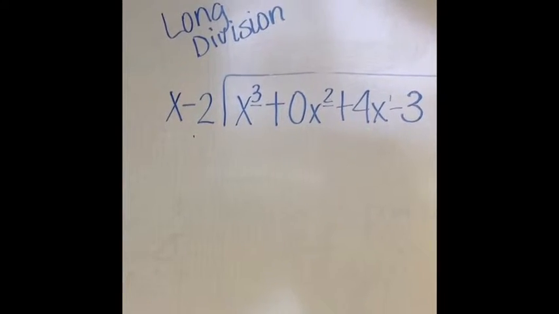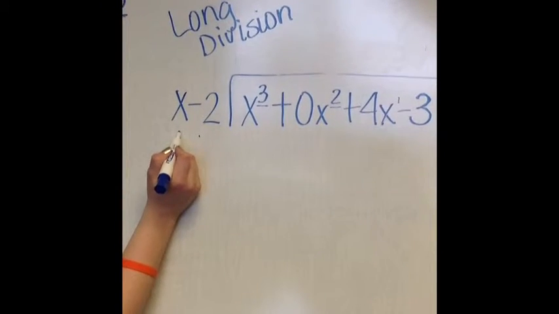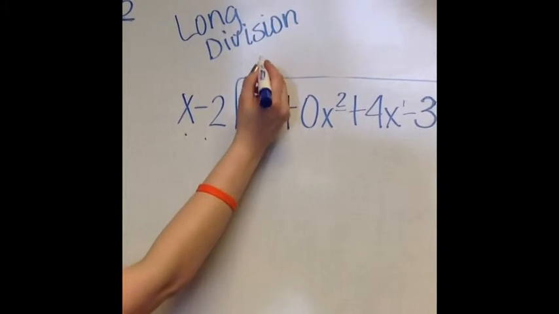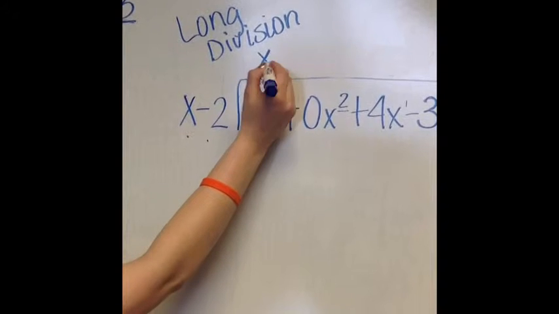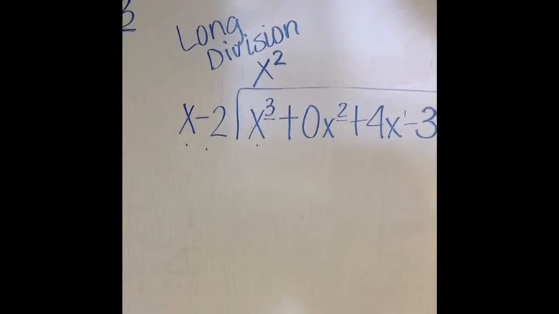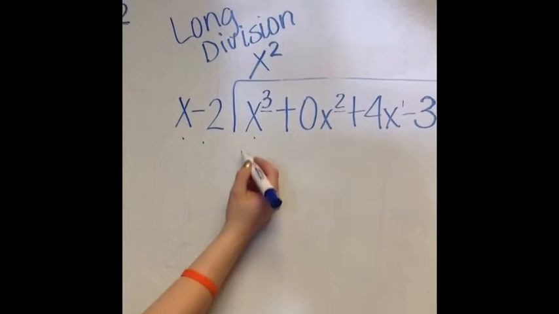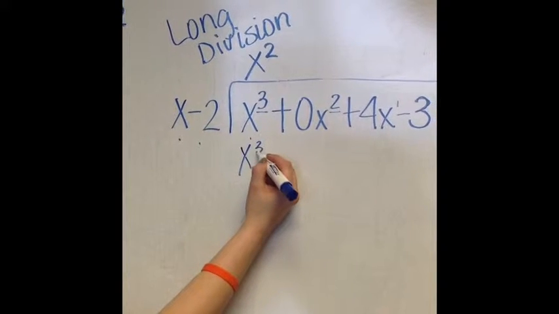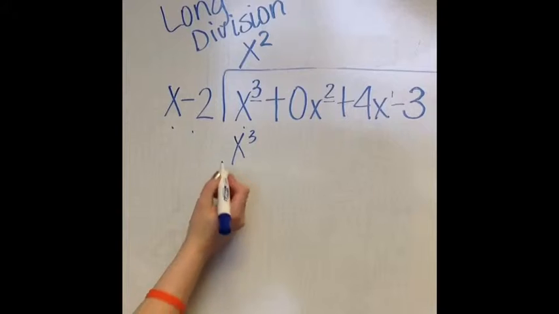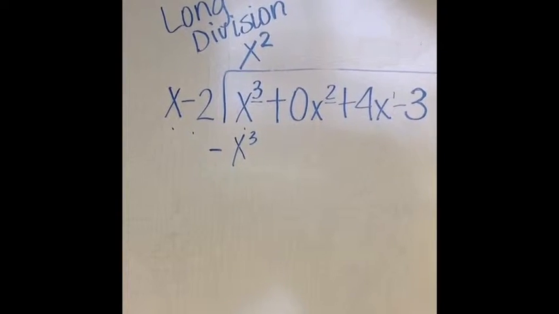So the first thing that you do is you take x. How many times does x go into x cubed? It goes in there x squared times. So up on the top you put x squared. Then you times x squared, which gives you x cubed, and you subtract x cubed on the bottom. So it's x cubed minus x cubed, which gives you 0.